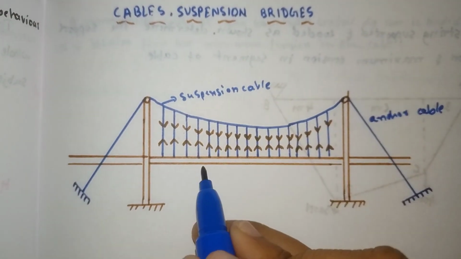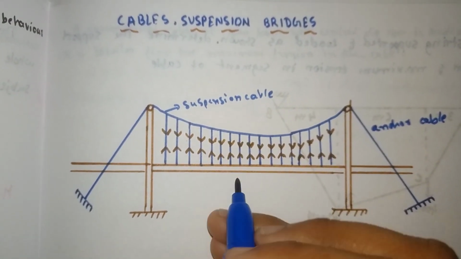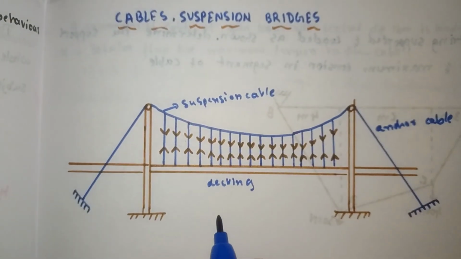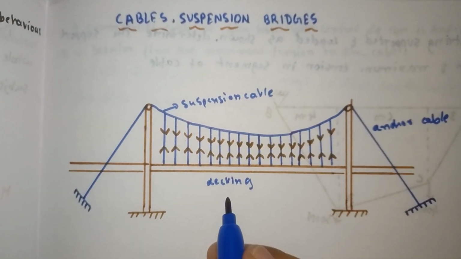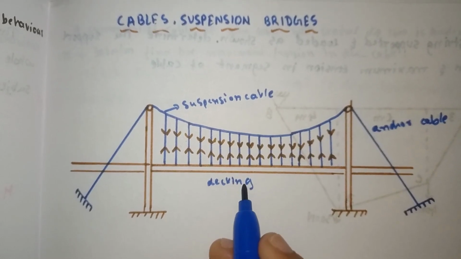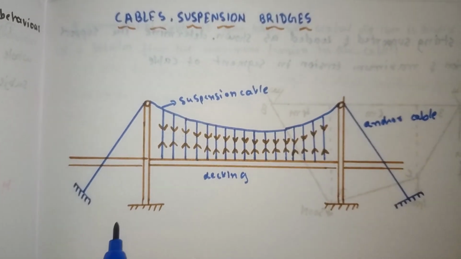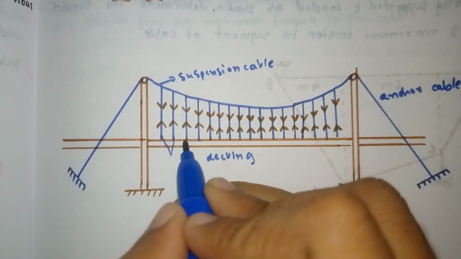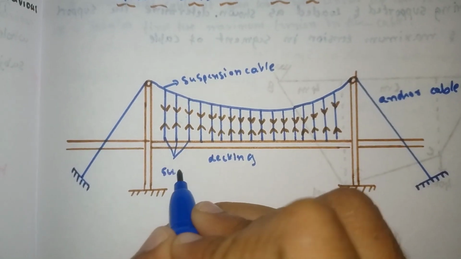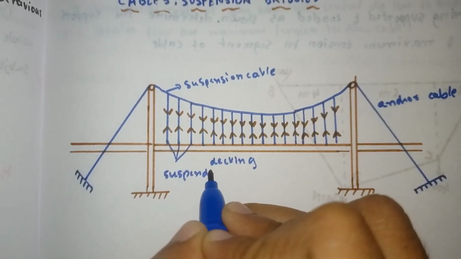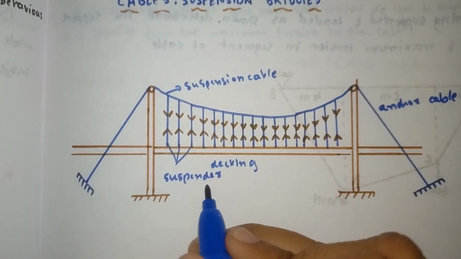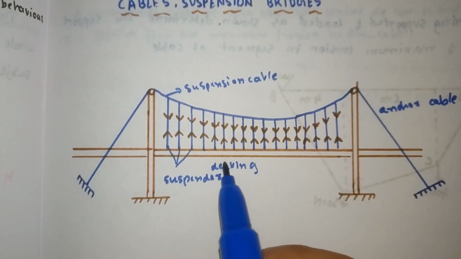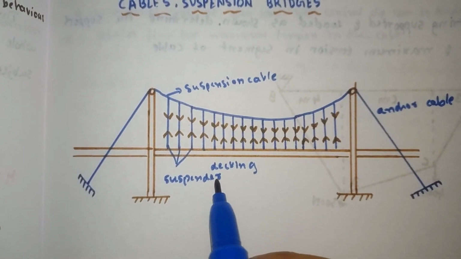And this is called the decking, where vehicles move. This is the part where vehicles used to move. It's called decking. And these are called the suspenders. The place which is holding the suspension cable and decking together is called the suspender.